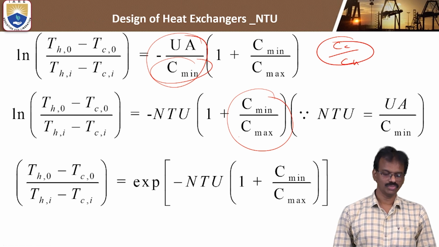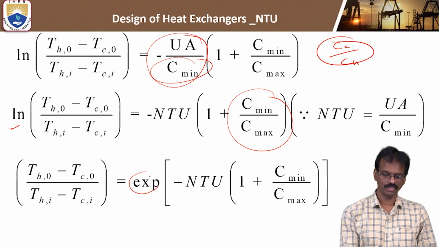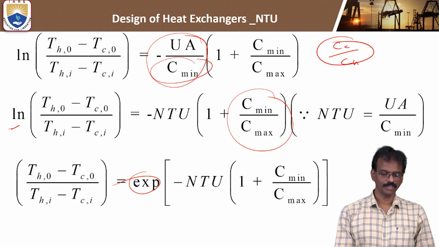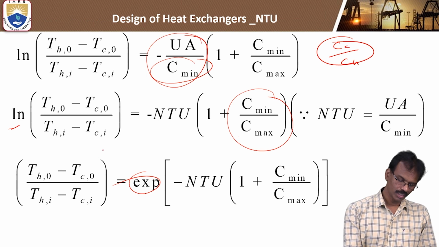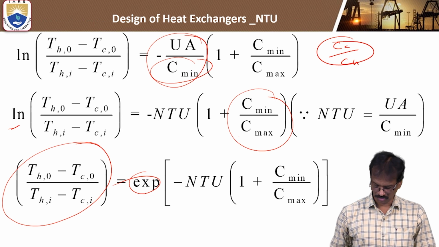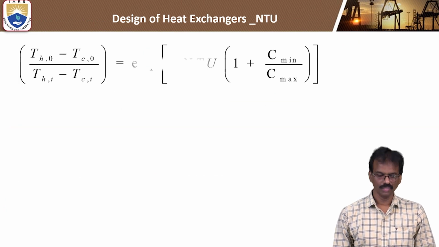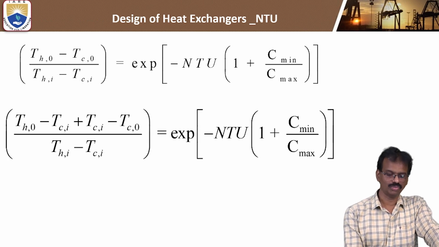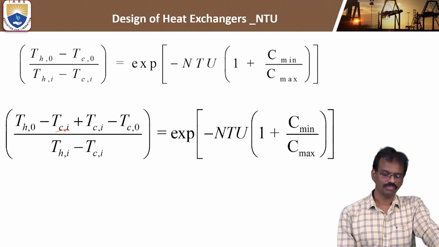So then, if you send this log to the other side, it will be exponential. So exponential of minus NTU into 1 plus C minimum by C maximum. Then, for eliminating these temperatures, we will use equation 1 and equation 2. Now we'll see how to eliminate them. I am rewriting this formula as minus TCi and plus TCi, just adding the cold fluid inlet and subtracting the cold fluid inlet.